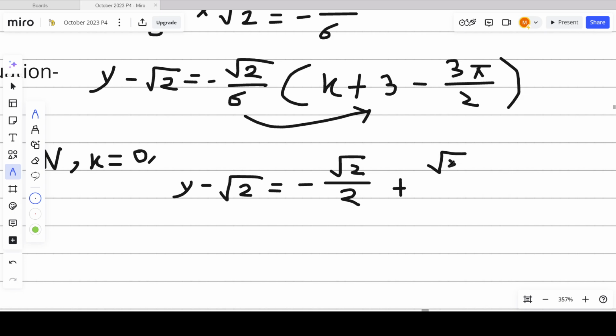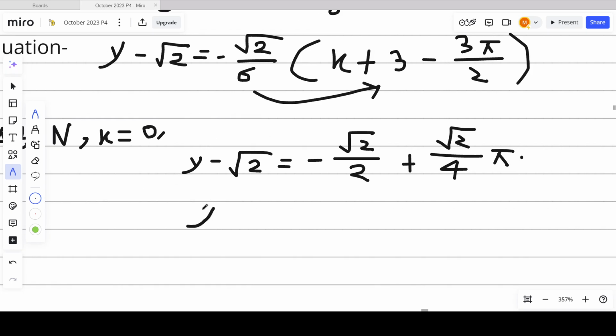Square root of 2 over what? 4. Because 3 divided by 6, there is a 6 divided by 3, that is 2, so 2 times 2, that is 4 pi. And then we need the exact y coordinate, so we don't need to put any decimal value here. So we'll get square root of 2 over 4 pi, and then minus half of square root of 2 plus square root of 2, that is plus half of square root of 2.